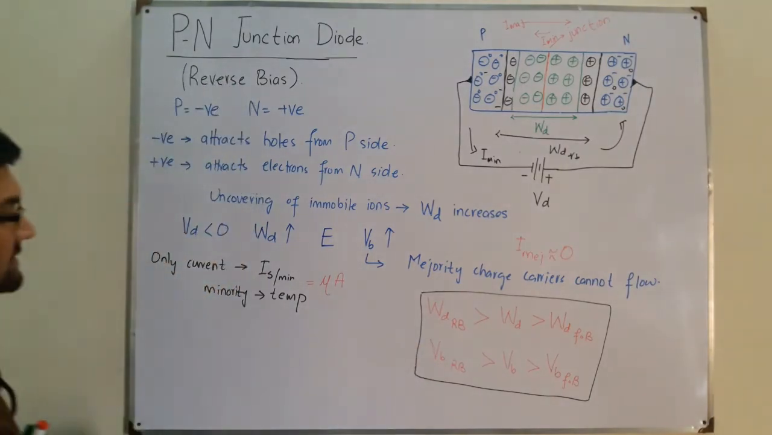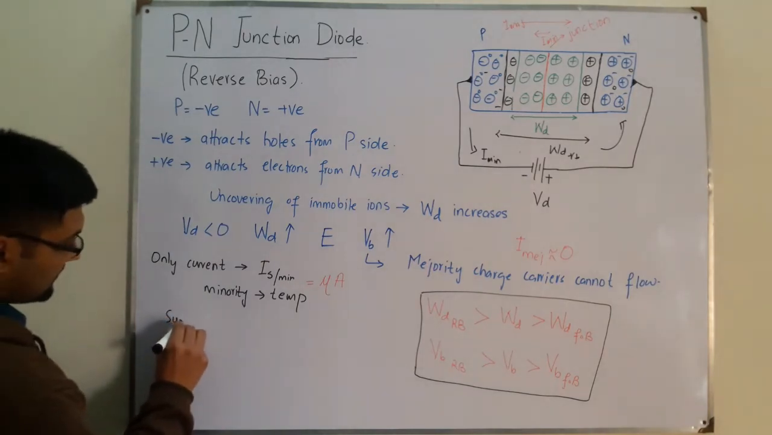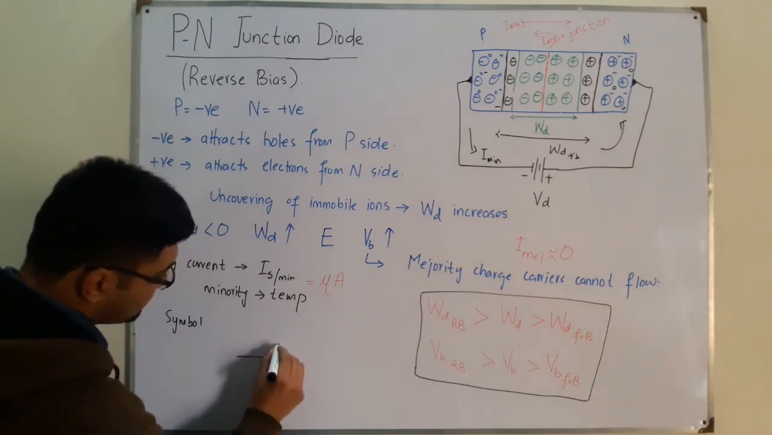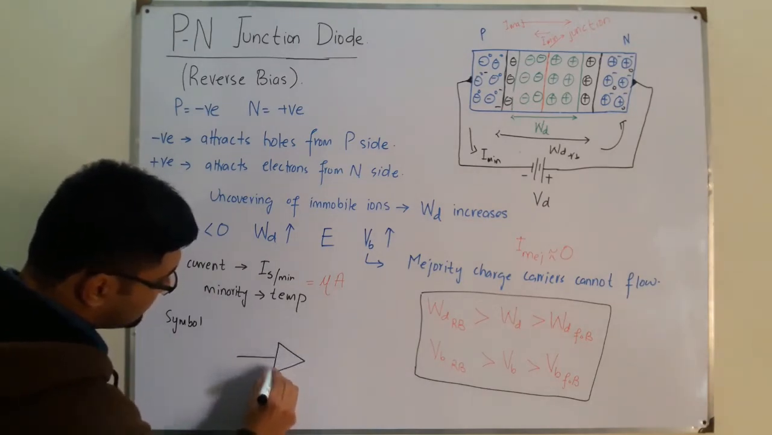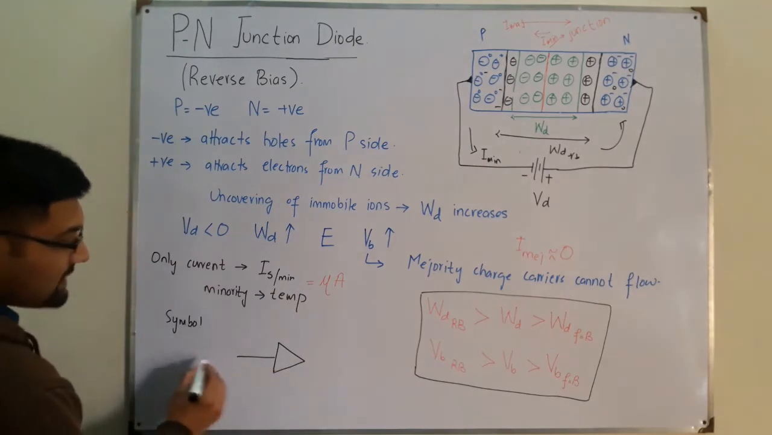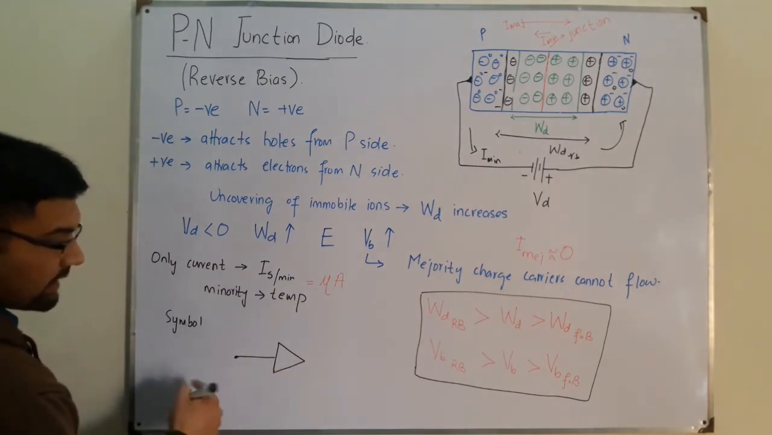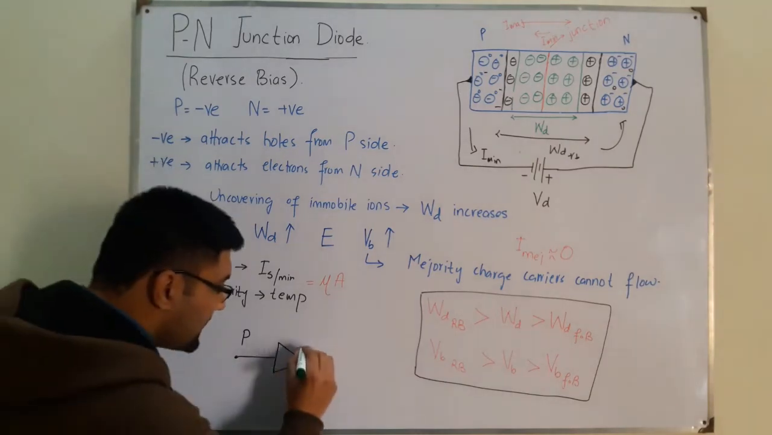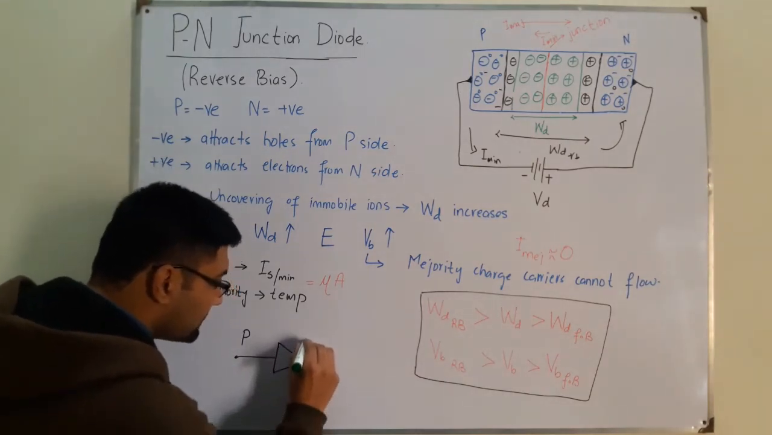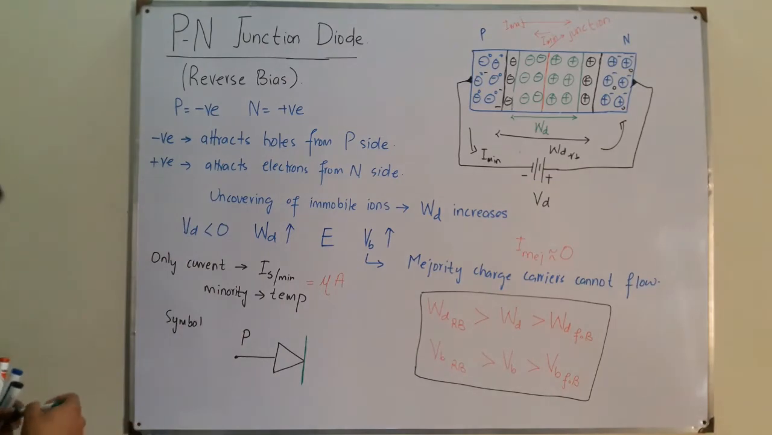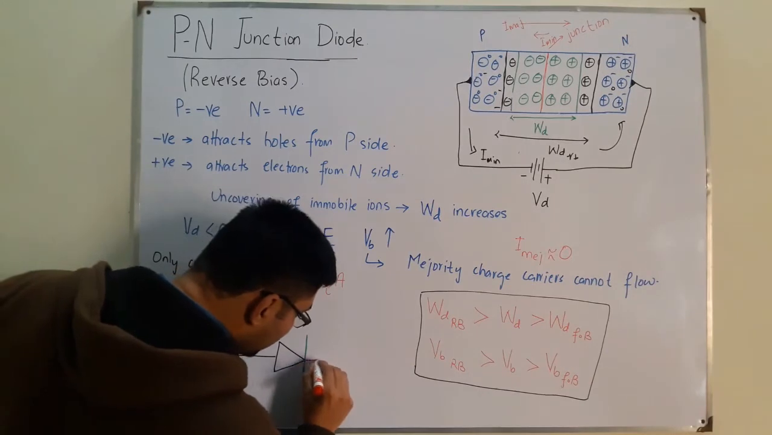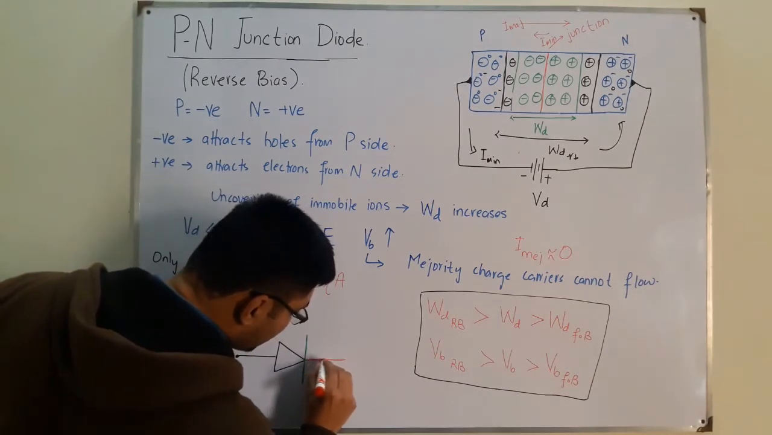Now the symbol of PN junction diode, the symbol is what? It's like this. An arrow, right? So say this thing, we have a terminal over here. So this black color represents the P-type material, right? Then we have the depletion region in between the P and N. So this is represented by this green color. And finally, we have this. This is the N-type material.